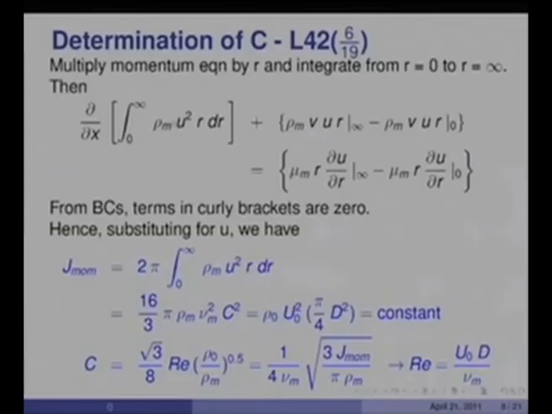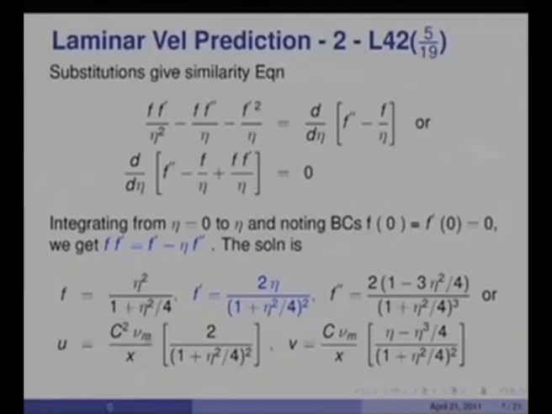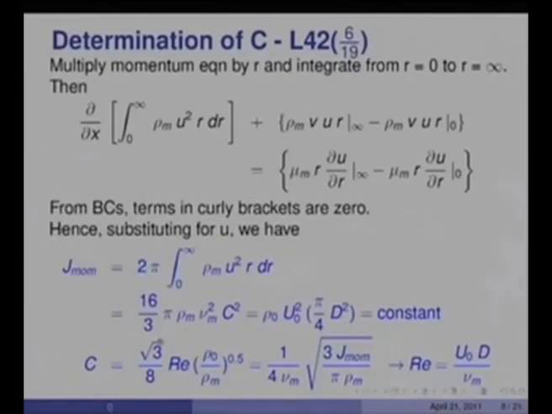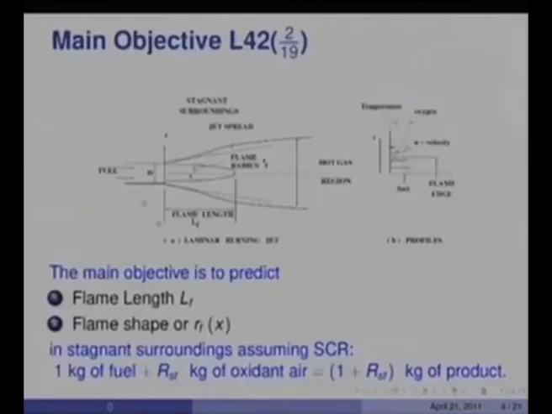If I now multiply this by 2 pi, then you will see this is nothing but the jet momentum: the integral of rho m u squared times 2 pi r dr. So, substituting for u, which is this expression in here, I can show that the integration would give me 16 by 3 pi rho m squared nu m squared c squared, and since this is constant with x, that would equal rho naught u naught squared pi by 4 d squared, where rho naught and u naught are the density and velocity at the entrance to the jet.